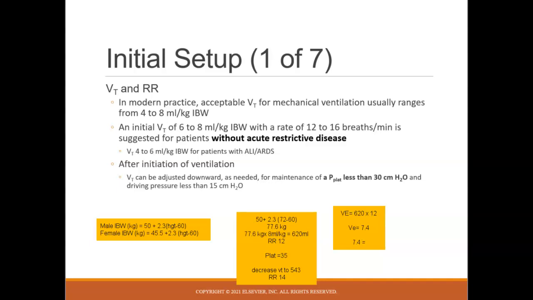I want the minute ventilation of 7.4. So 7.4 is going to be equal to 543, which is my tidal volume, and I should put it in liters, so 0.543, because this is in liters per minute. And then I'm going to multiply by X, because I don't know what my respiratory rate needs to be. So in order to solve for X, I have to divide this side by 0.543 liters, divide this side by 0.543 liters, and then I will get X. So 7.4 divided by 0.543 equals like 13.6. So I'm going to round up and say my new respiratory rate should be 14. All right. We did this in lab today, so hopefully that is clear.